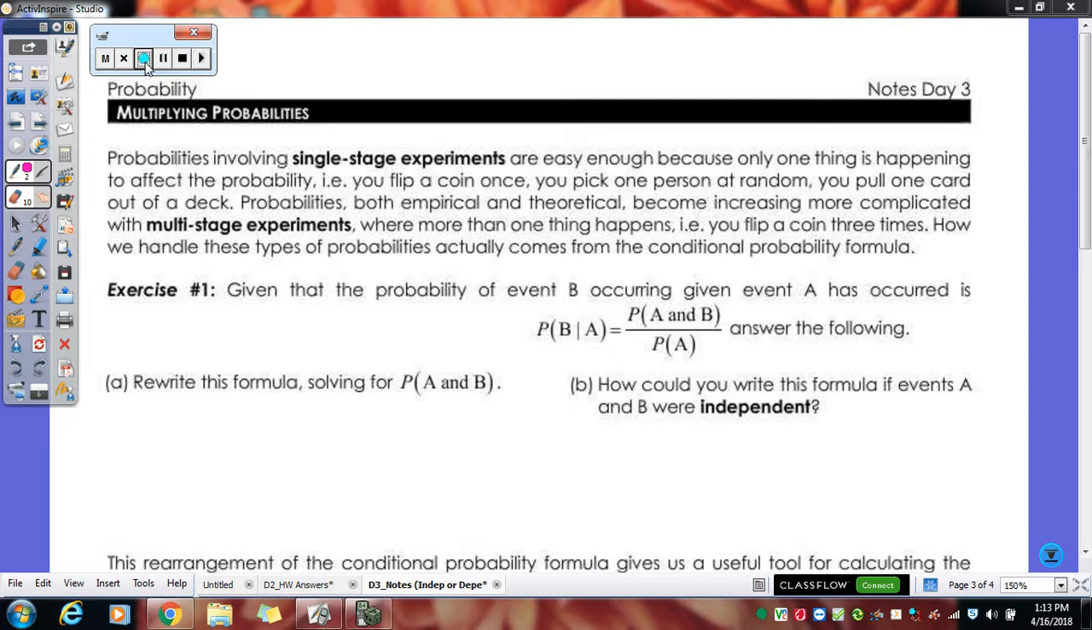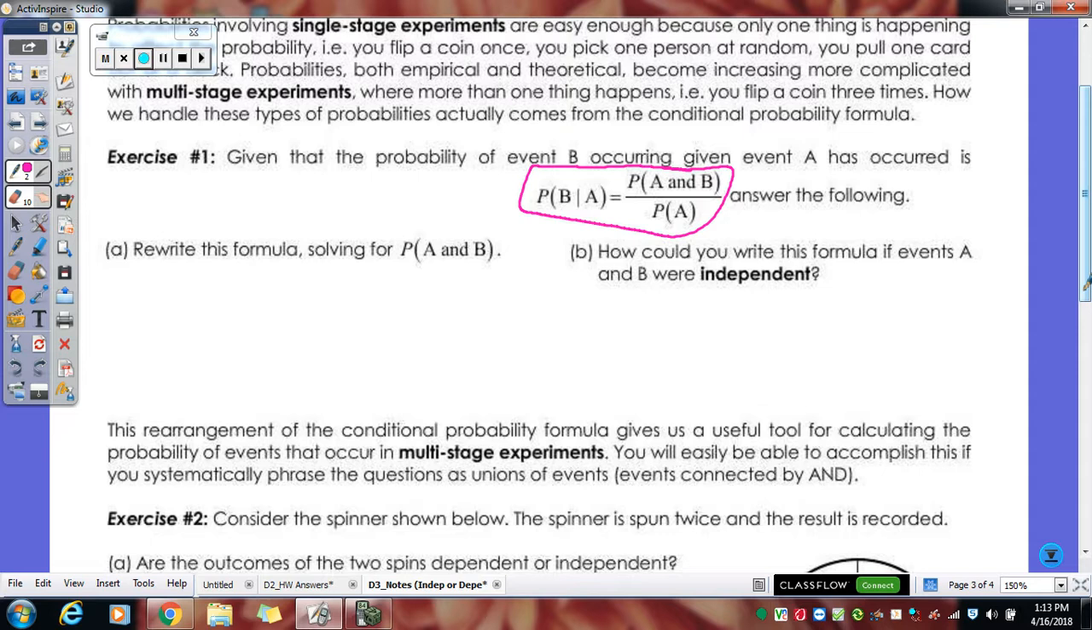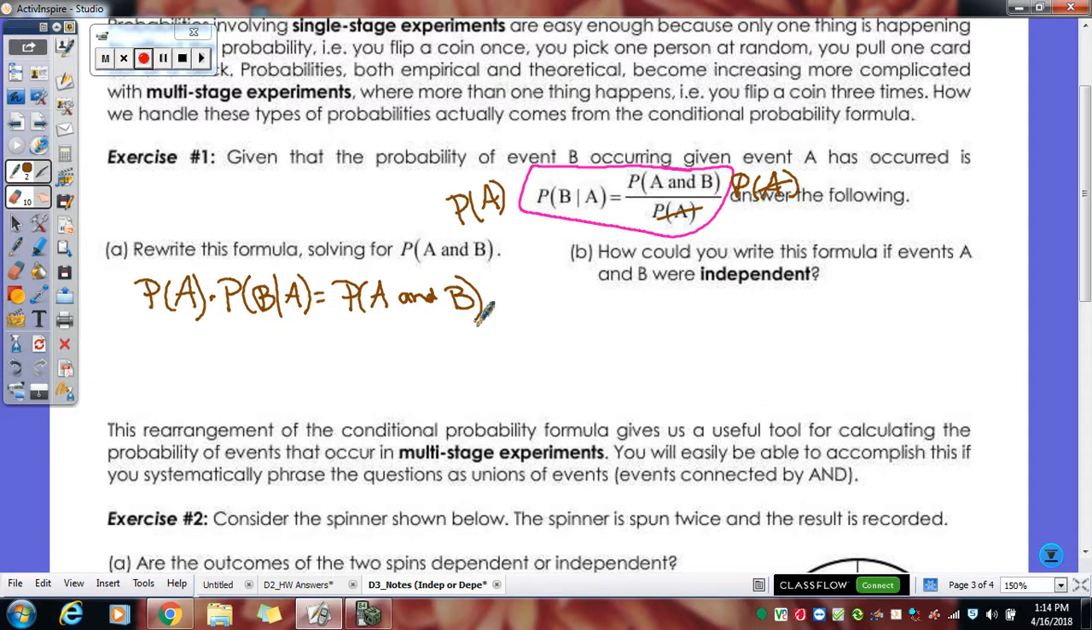Given that the probability of event B occurring given event A has occurred is this, we've seen this formula. This is our conditional probability formula, so nothing new with that. They want us to rewrite this formula solving for the probability of A and B. We just did this on the last page. One way we could do it is to multiply both sides by the probability of A, which makes it cancel over there. So the probability of A times the probability of B given A equals the probability of A and B.